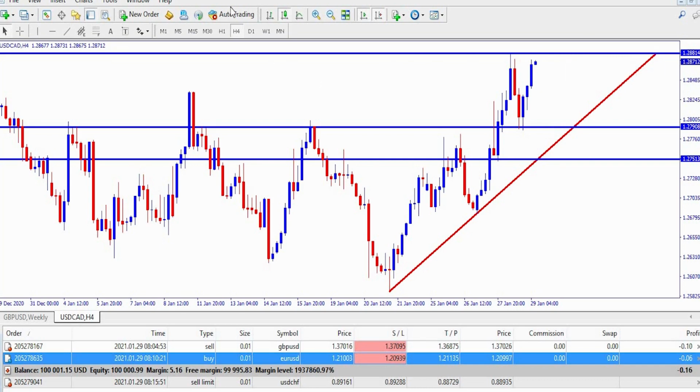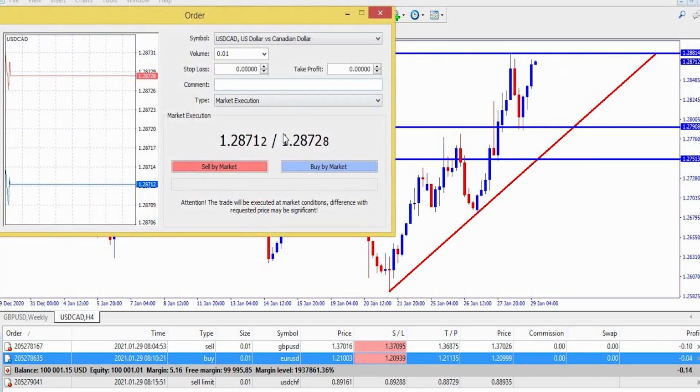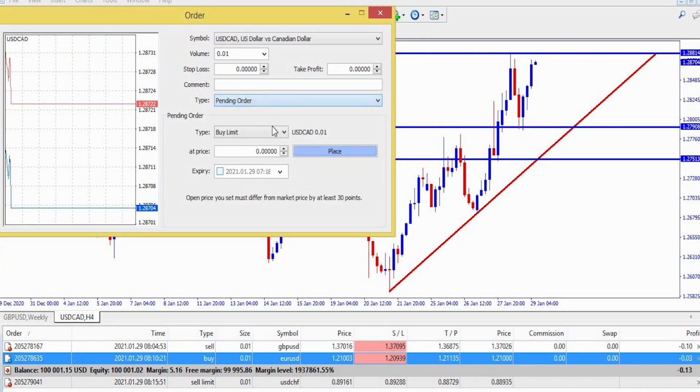So come to this point and I click, change this, go to pending order, change to a buy limit. So buy limit is buying below market price when I'm not in the market. So the price at which I want to buy at is 1.27908. So I input that figure here, 1.27908. Then the stop loss, which is where I should be sent out in case the market goes haywire.